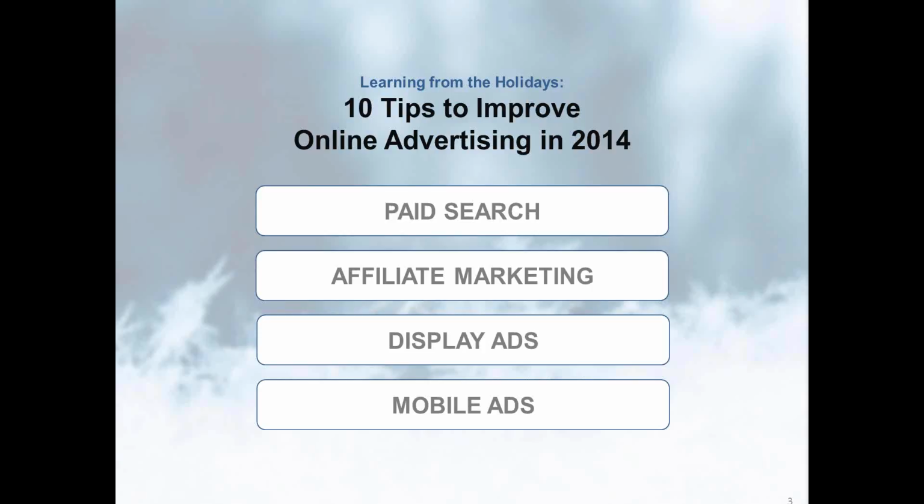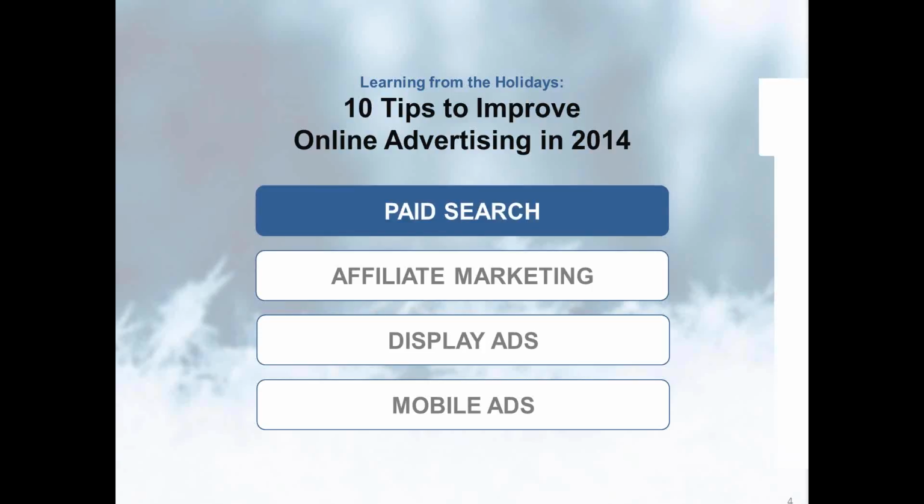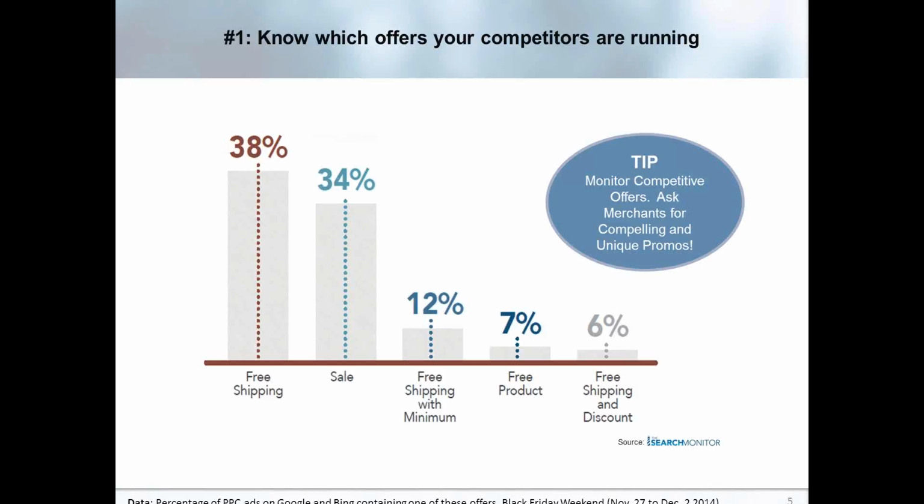Great, thanks, Max. Okay, so I'm going to go ahead and get started. We'll start off with talking about paid search tips and some affiliate marketing tips that revolve around working with merchants on paid search, and then move over to display and mobile. So the first tip is know which offers your competitors are running.